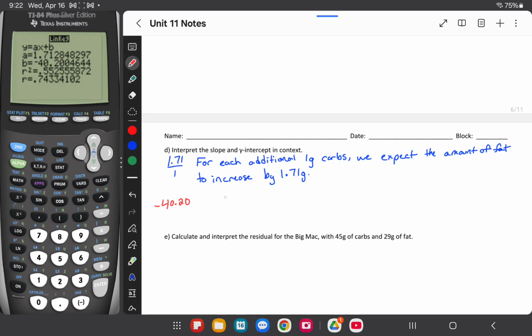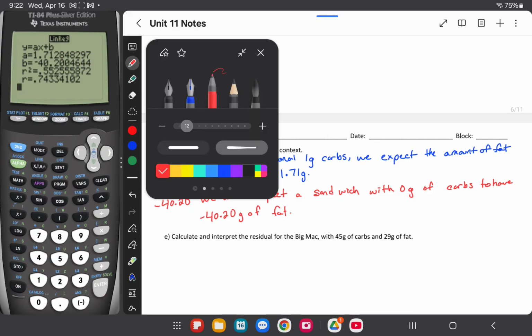So we would say that we would expect a sandwich with 0 grams of carbs to have negative 40.2 grams of fat. Now, let's think about whether or not we can actually say that. Is it possible to have a negative amount of fat for a sandwich? And the answer is no.